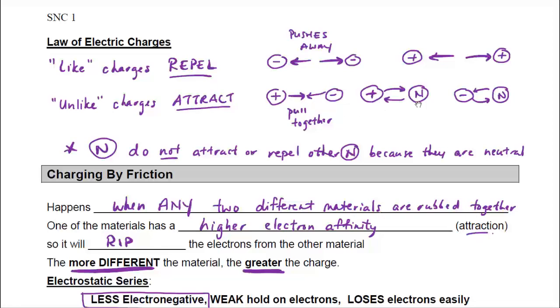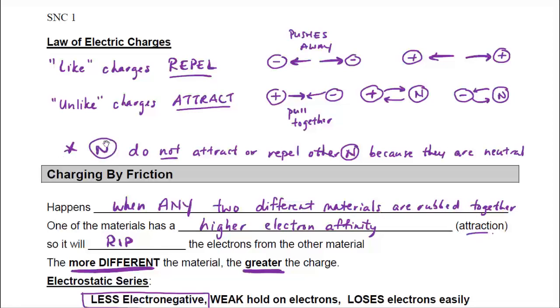But that'll happen as well even if I have a neutral object. The neutral is attracted to the positive object, and the neutral can also be attracted to a negative object. This is why playing with balloons in your lab, you're going to be rubbing it on your hair and causing the balloon to stick to the wall.